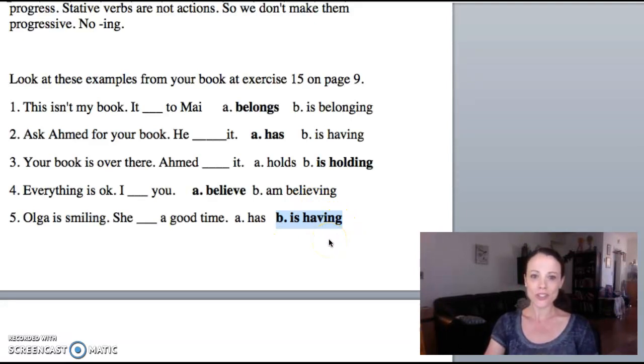So, usually the verb have means to own something, possess it. But in this case, it's more like experiencing. Olga is having an experience. She's experiencing a good time. It's a different meaning. So, you know, English always has these little tricky things you have to remember. There are several verbs that have different meanings. And some of the meanings could be stative, and the other meanings could be active. So you have to think about the meaning of the verb, and is there an action happening?